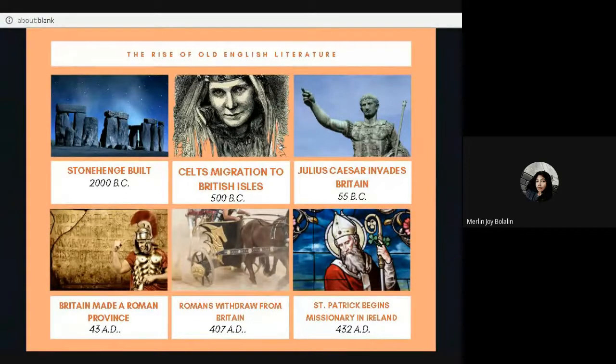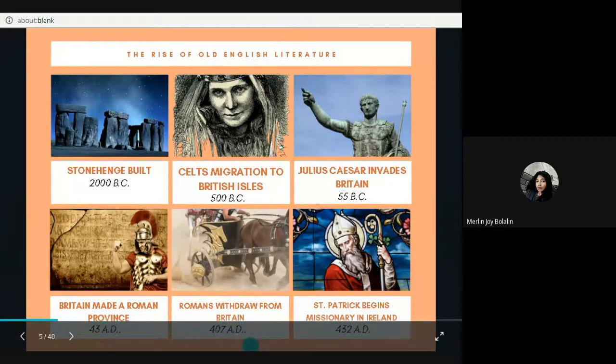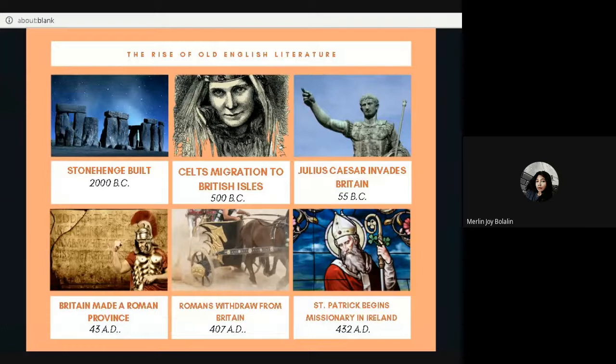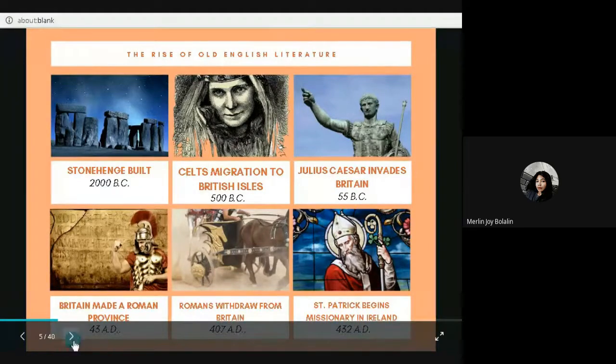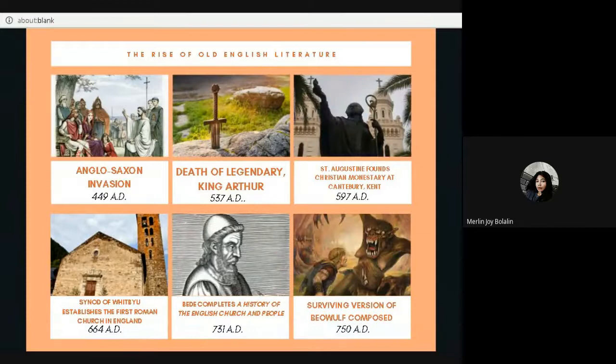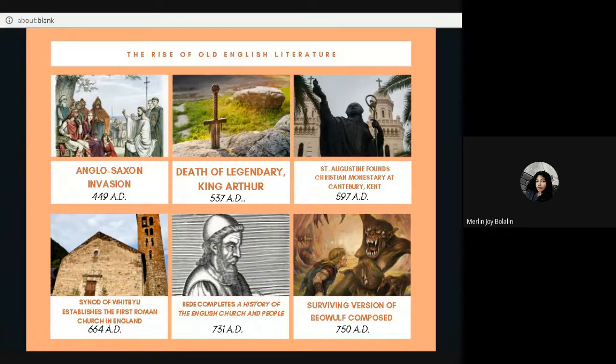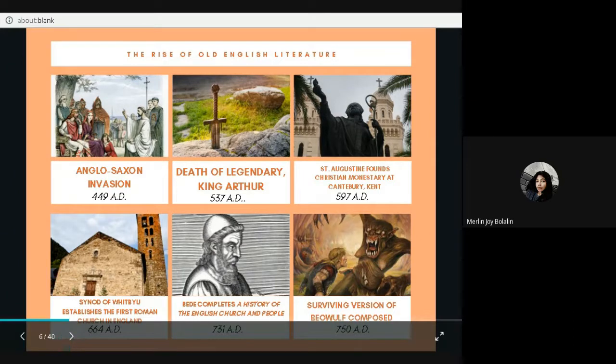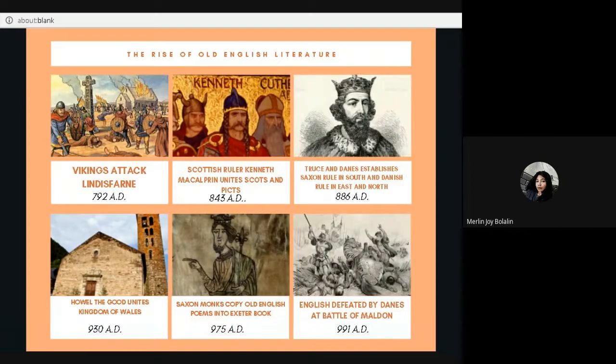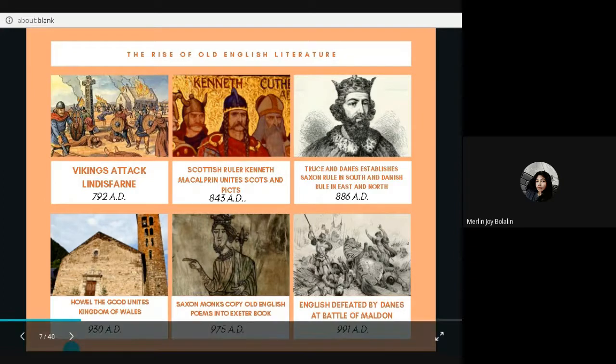And then here, just look at the picture, and there is a description about that, and also the date. So that is the rise of the Old English literature. At that time, we were not yet alive, so we need to have an overview of their history. Just a quick glance. And I hope you can also take screenshots of this for reference.